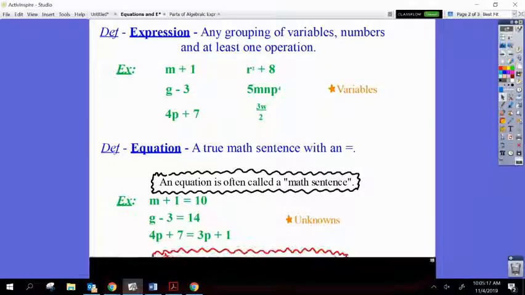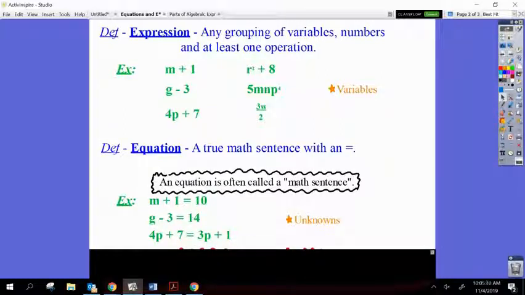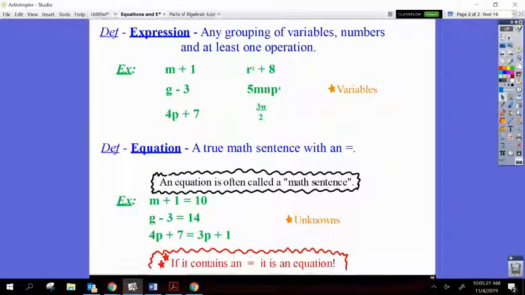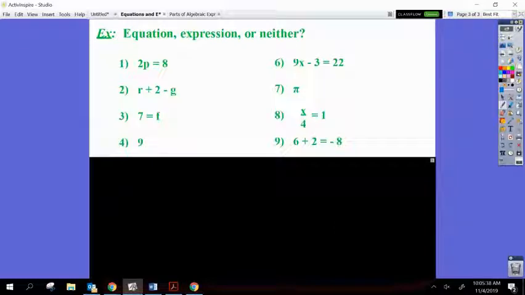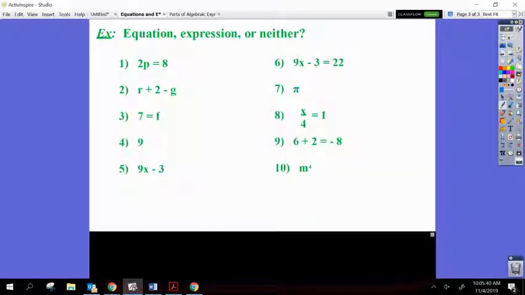Here are some examples of equations. Notice that there are a lot of unknowns. Sometimes there are variables in equations, but bottom line is if it has an equal sign, it is probably an equation unless it's not true. This, 2 plus 3 equals 6, is not an equation because it's not true. So it has to be true. What you're doing next is you are determining if these are equations, expressions, or neither.